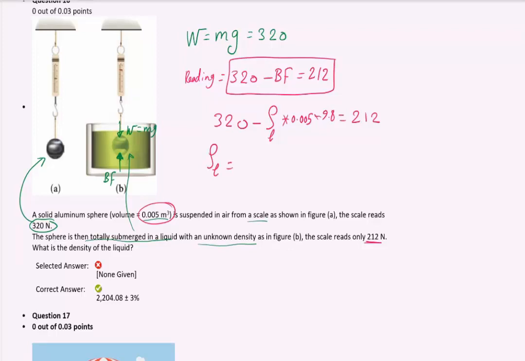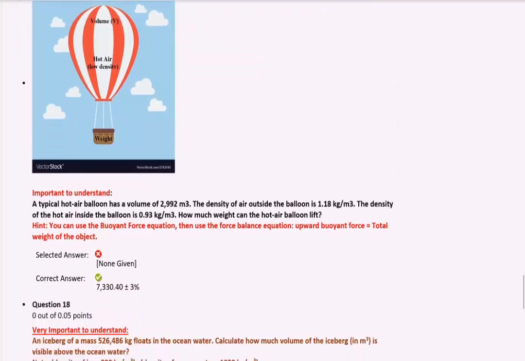Gravity will be 9.8. So I will find the density of the liquid. So let's do it together. 320 minus 212 equals 108, divided by 0.005, divided by 9.8. So the result is 204.08, of course, kilogram per cubic meter. So this is the density of the liquid. Okay, let's see something else.